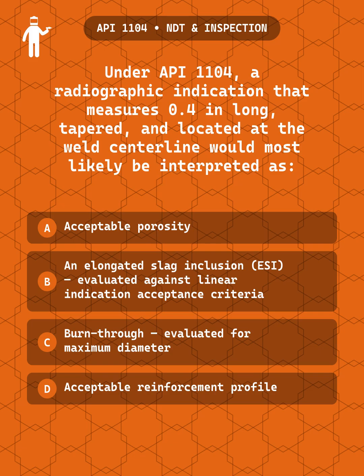Question 5. Under API 1104, a radiographic indication measuring 0.4 inches long, tapered, and located at the weld center line would most likely be interpreted as A. Acceptable porosity, B. An elongated slag inclusion evaluated against linear indication acceptance criteria, C. Burn through evaluated for maximum diameter, or D. Acceptable reinforcement profile.